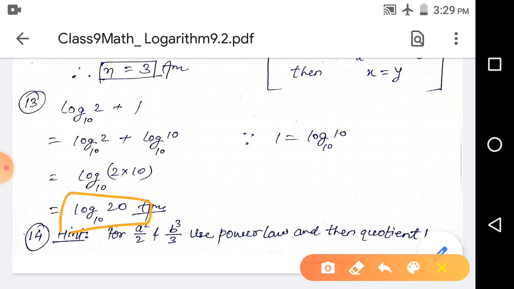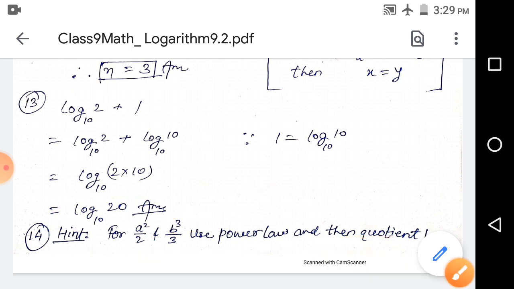For question number 14, the hint is given: for a squared 2 and for b cubed 3, use the power law. First use the power law, so this one can be written as 3 log b. Then after that you use the quotient law. So this is it for today. Thank you.